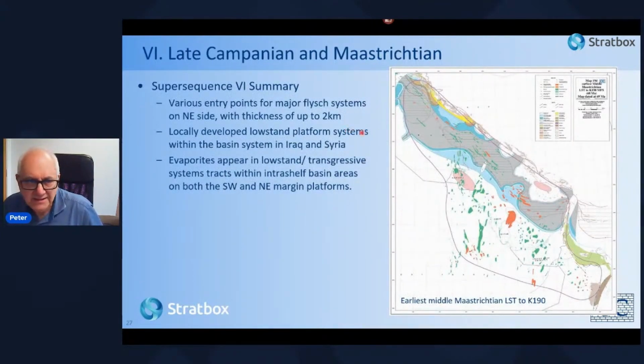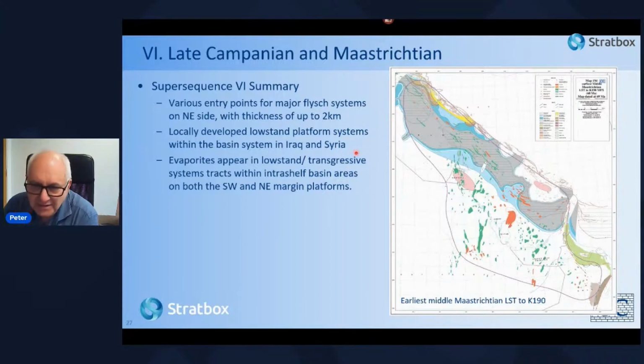Supersequence 6, again late Campanian to Maastrichtian. We also see various points of entry to the basin of major flysch systems, so clastic systems here, sometimes up to 2 kilometers thick. So this is the time when the collision, the convergence, is really getting going. And there are local low stand carbonate platform systems within the basin systems, and these seem to have significant reservoir quality in Iraq and also eastern Syria.